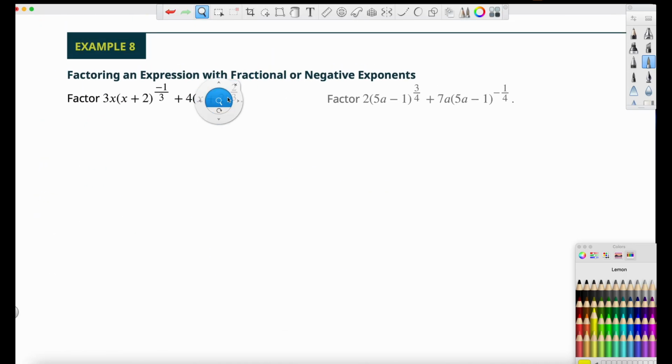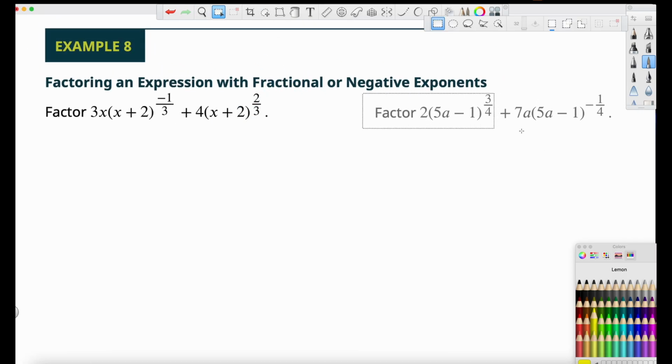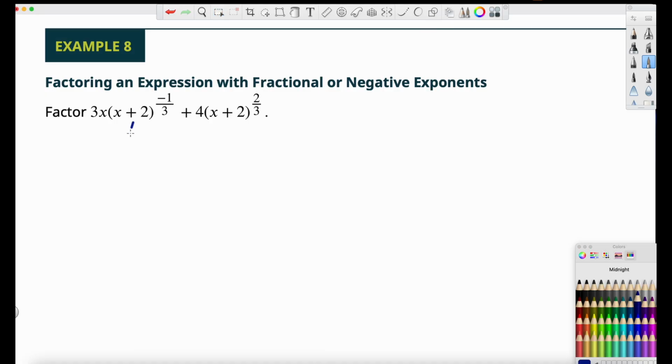Okay, last one here. And I don't think we're going to do this one here. Let me delete that. Factor an expression with a fraction or negative exponent. Okay, it's 3x times the quantity x plus 2 to the negative 1/3 plus 4 times the quantity x plus 2 to the 2/3. All right, so notice we have a base here. These two bases are the same. They're x plus 2. They have different exponents, but that's okay.